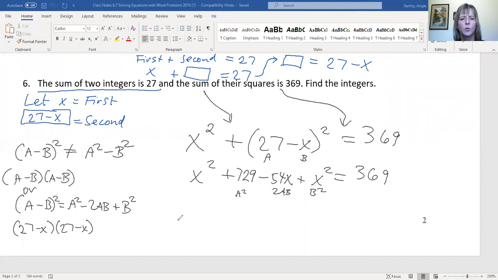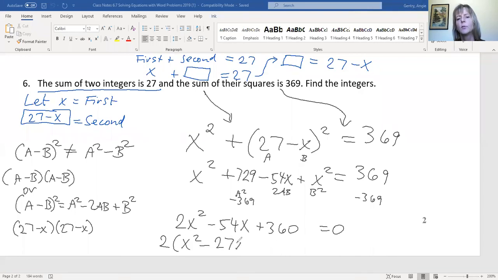Now I'm going to combine like terms. X squared plus x squared is not x to the fourth. X squared plus x squared is 2x squared, minus 54x. I'm going to put this in standard form, so I'm going to subtract 369 from both sides. And my trusty folks told me this was a positive 360. Then you pull the 2, because when I say factor, you say greatest common factor always. That turned it into a simple trinomial, where it simply opens with an x squared. So we're going to open, close, open, close.